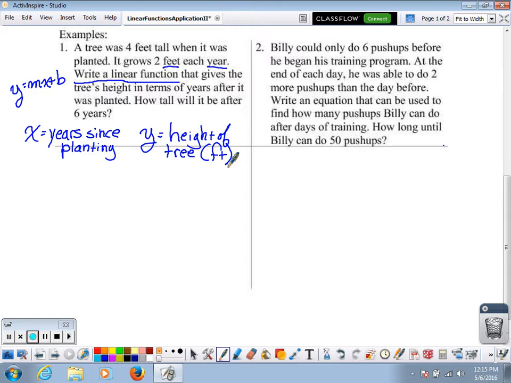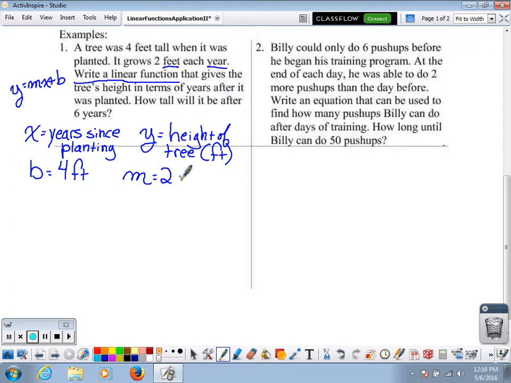Okay, I'm looking for a slope and a y-intercept. I'm looking for a rate of change and a starting point. Well, when it was planted, that sounds like a starting point. So that sounds like a b, a y-intercept. And that y-intercept is 4 feet. When it was planted, before any time passed, it's 4 feet tall. Okay? Now, as time passes, it grows a little bit each year. That's a slope. That's a rate of change.